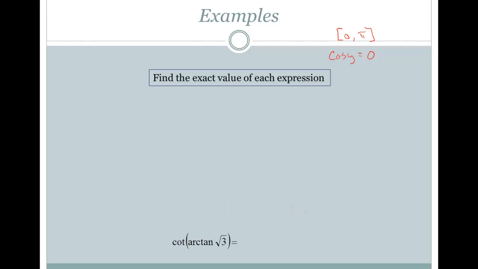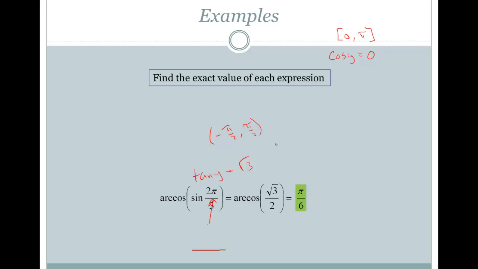Do another one. Arctan of root 3, we've done this one earlier. Remember, if we're confused, we would rewrite it as tan of y is equal to root 3. We're in the first quadrant. Remember, we have to go from negative pi over 2 to pi over 2. Okay.